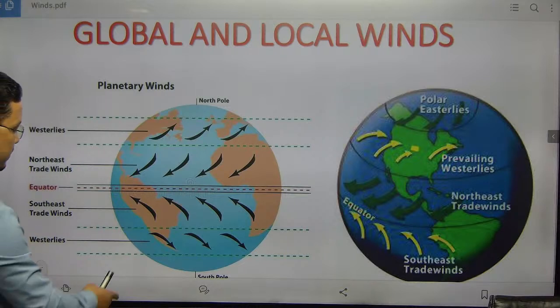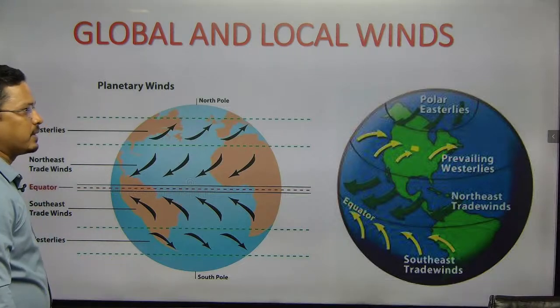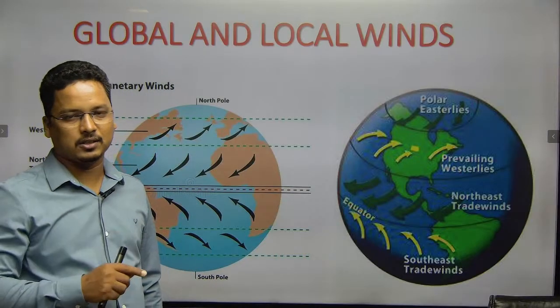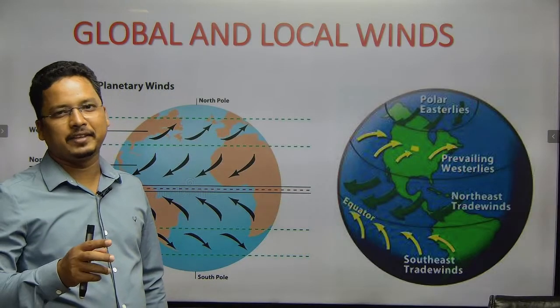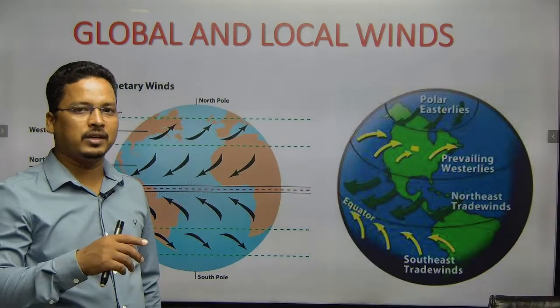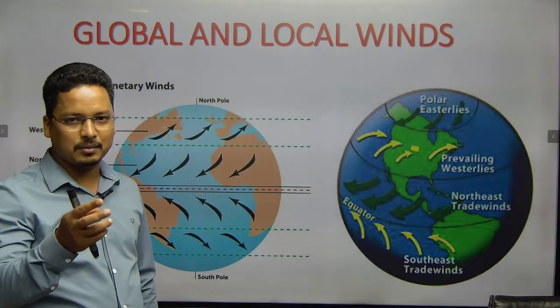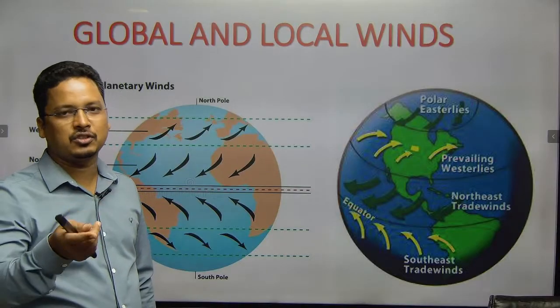So basically what happens? The wind blows from the high pressure to low pressure under the pressure gradient. If there is no pressure difference, then how will the wind originate? Obviously, for the origin of the wind, we need different pressure belts, or a differentiation of the pressure.